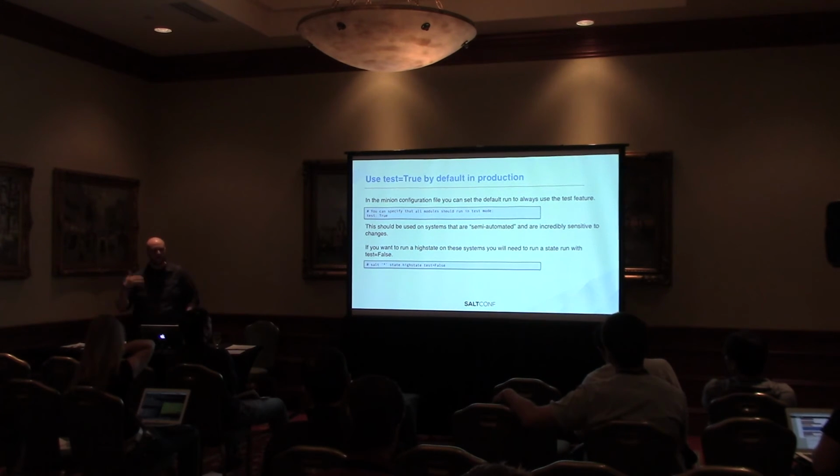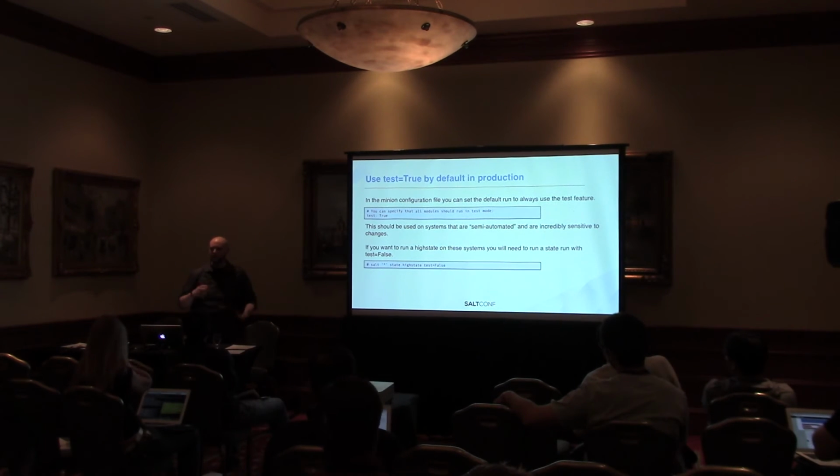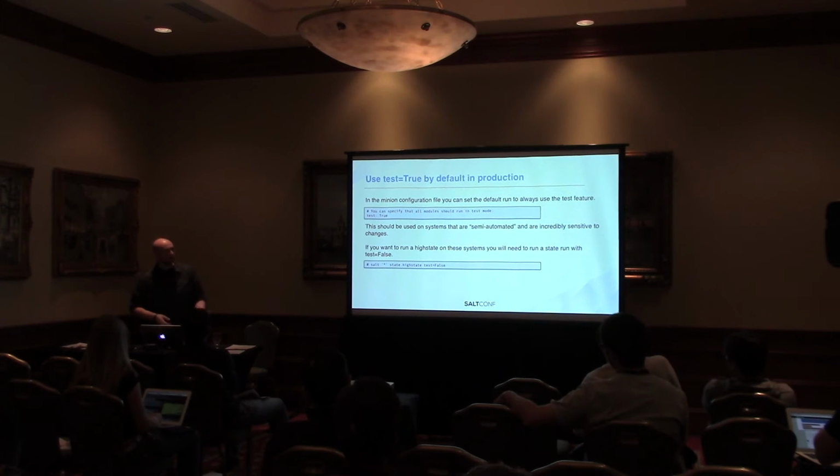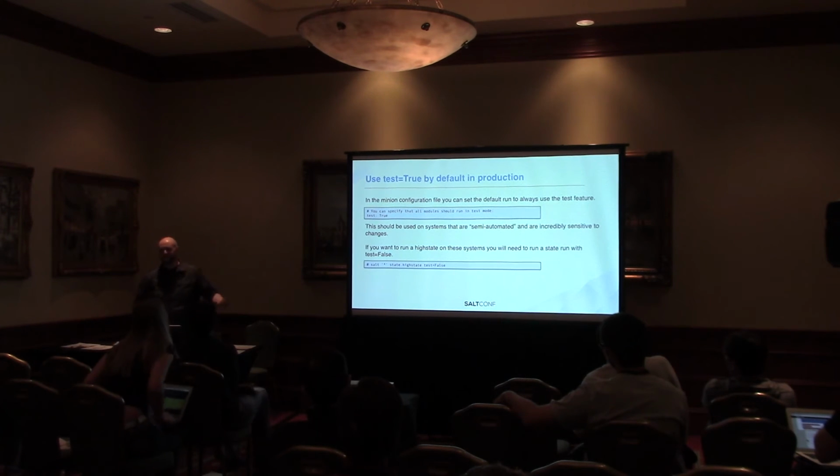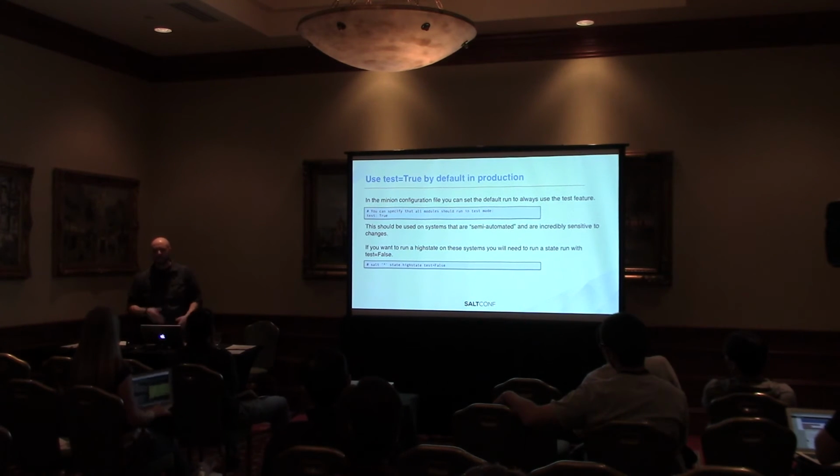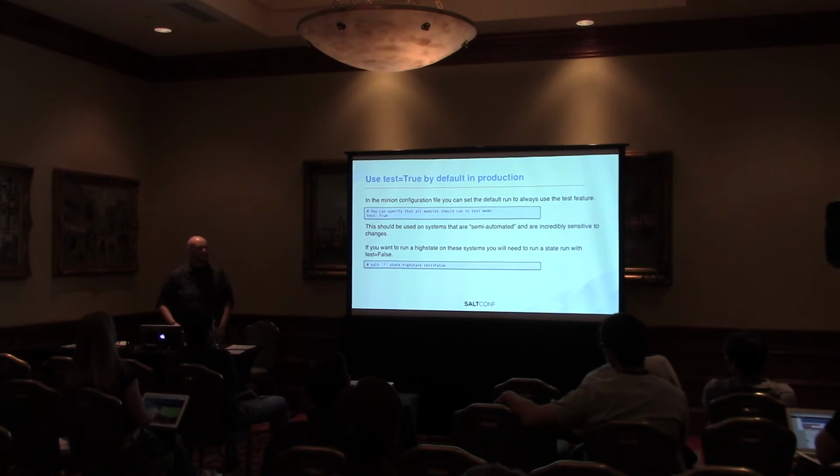What this does is anytime someone runs a high state, it just does the dry run and outputs it as a dry run, right? In order to actually run the high state, you have to specify test equals false, right? So it's a good way of protecting your production from people just doing their own thing, right? Now, if they know it's there, they can just run test equals false, but they had to actually think about it to do it, right?